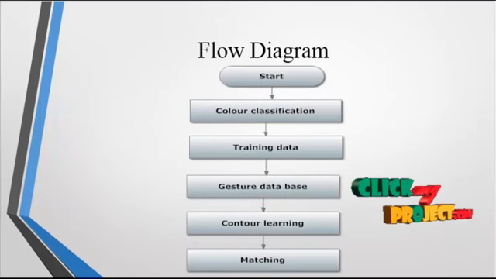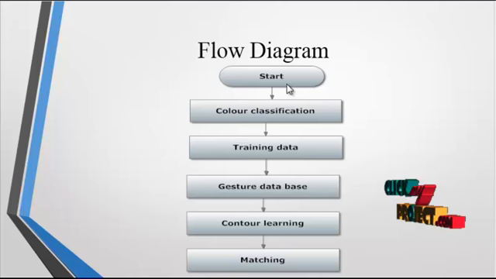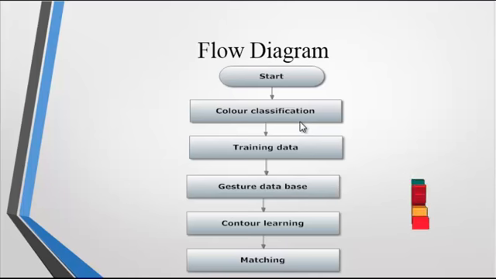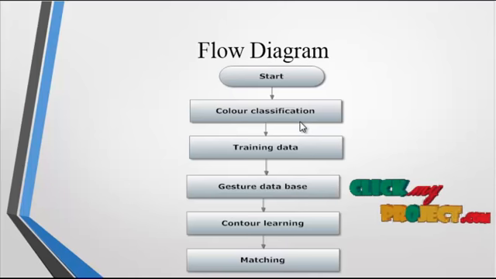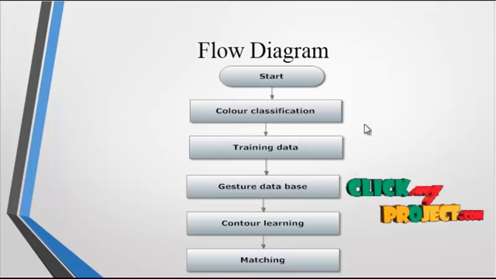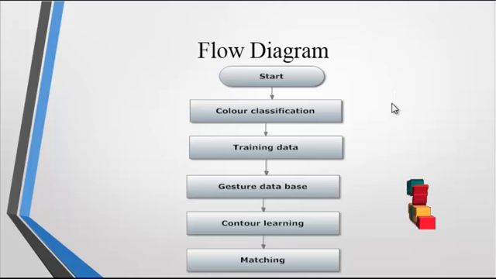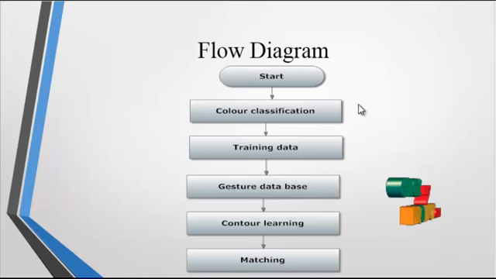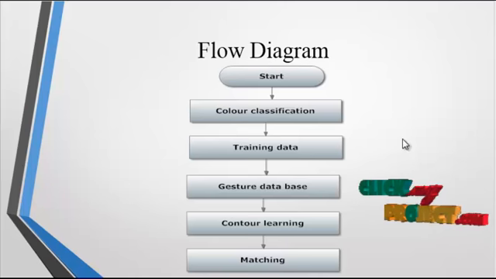Now we discuss the flow diagram for the process. At first, the input image is taken from the dataset and the color classification is carried out. In the color classification process, the skin color is extracted from the image. The main reason for extracting the skin color is to detect the hand region, and the training data is the training dataset images. Then the gesture database is used to train the data, and the contour learning is used to extract the exact wrist region and also the finger region from the image.